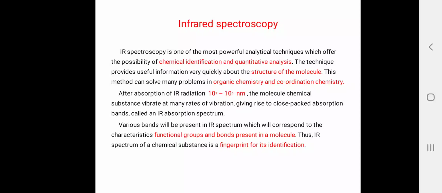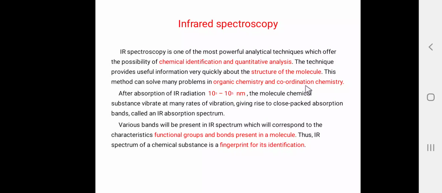So here IR spectroscopy is one of the most powerful analytical techniques which offers the possibility of chemical identification and quantitative analysis. Generally, the IR spectrum can be very useful for the identification of chemical substances. The technique provides useful information very quickly about the structure of the molecule, and this method can solve many problems of organic as well as coordination chemistry.